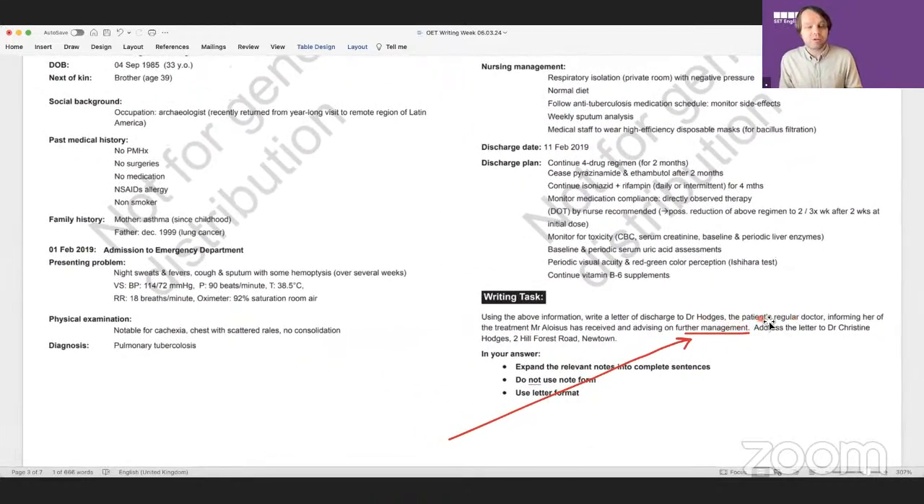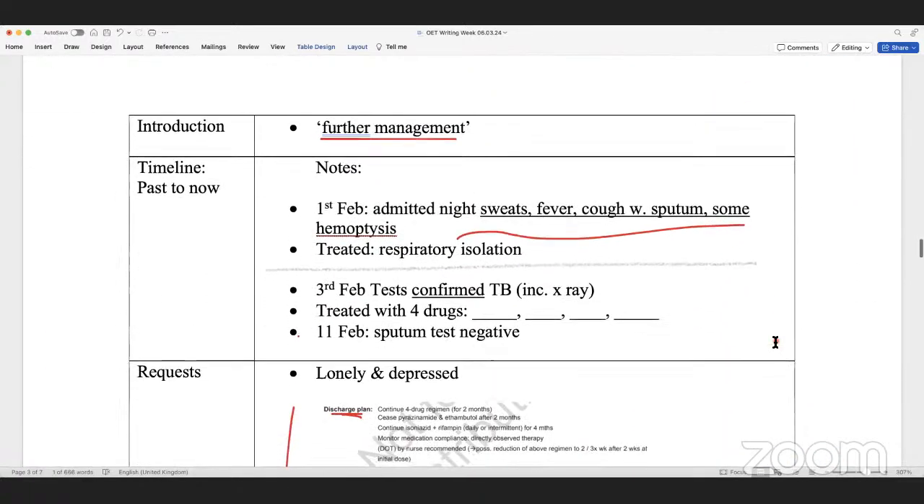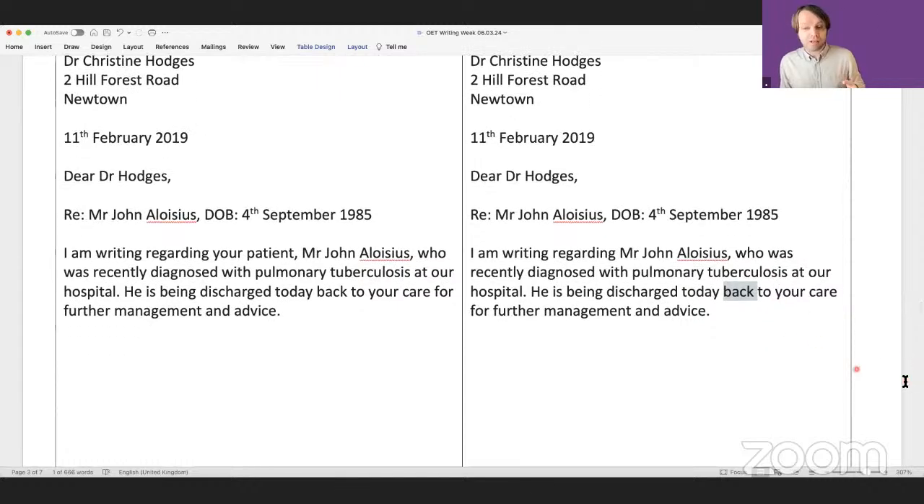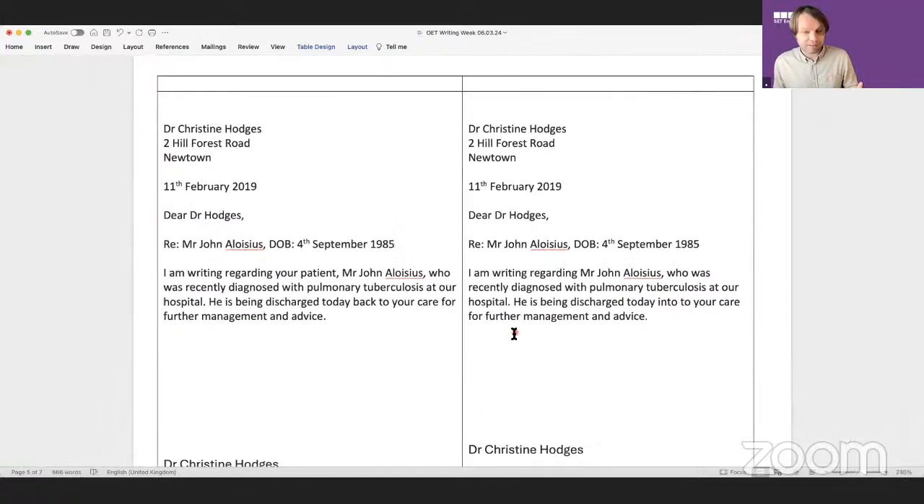Everyone, is this the same as from previously? I think so, because he's a regular doctor. No, it's okay. Yeah, regular means regular, right? So I think that's okay. However, I think maybe back slightly doesn't sound the most natural way. Normally, we use a different preposition. Into. Thank you. Into your. It doesn't matter so much, but I think that sounds a little bit better.